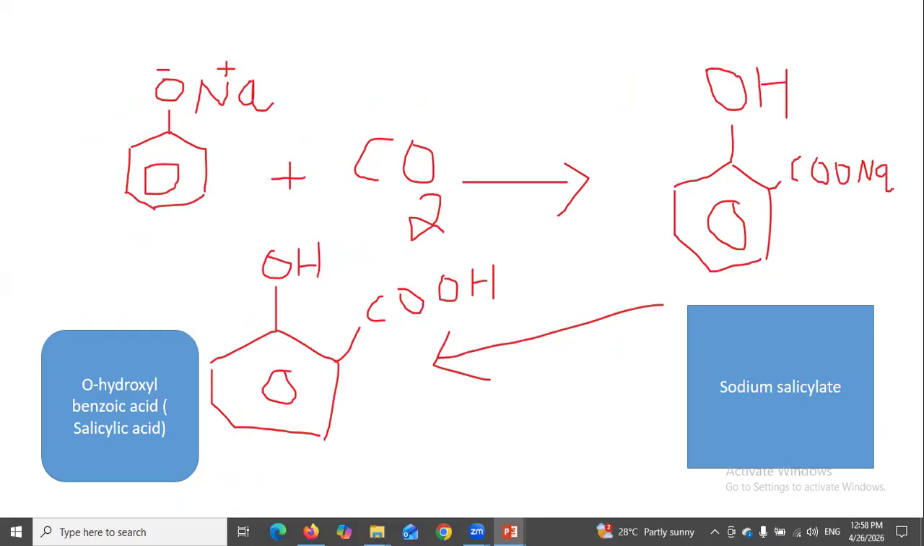Sodium phenoxide is treated with carbon dioxide and gives sodium salicylate, and then ortho-hydroxybenzoic acid, salicylic acid.